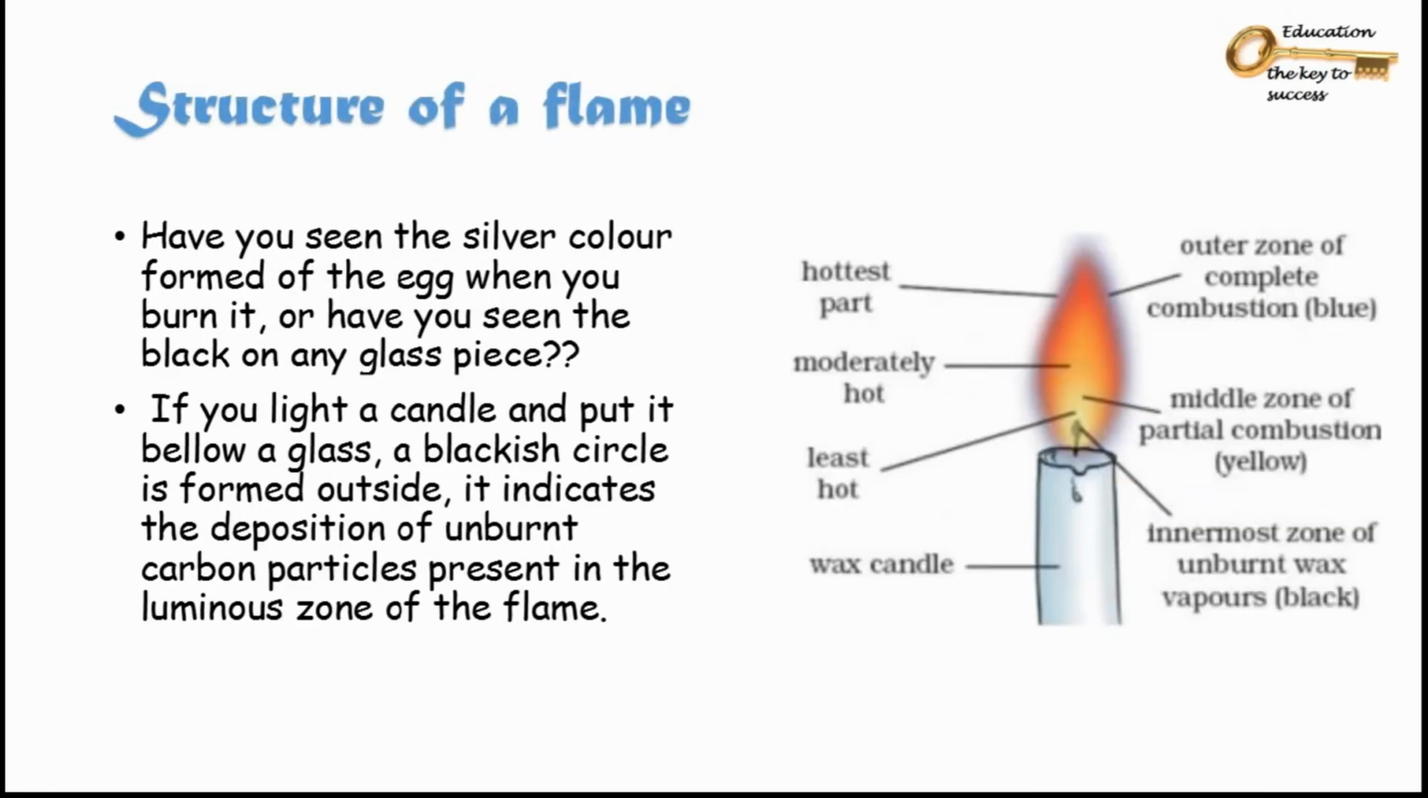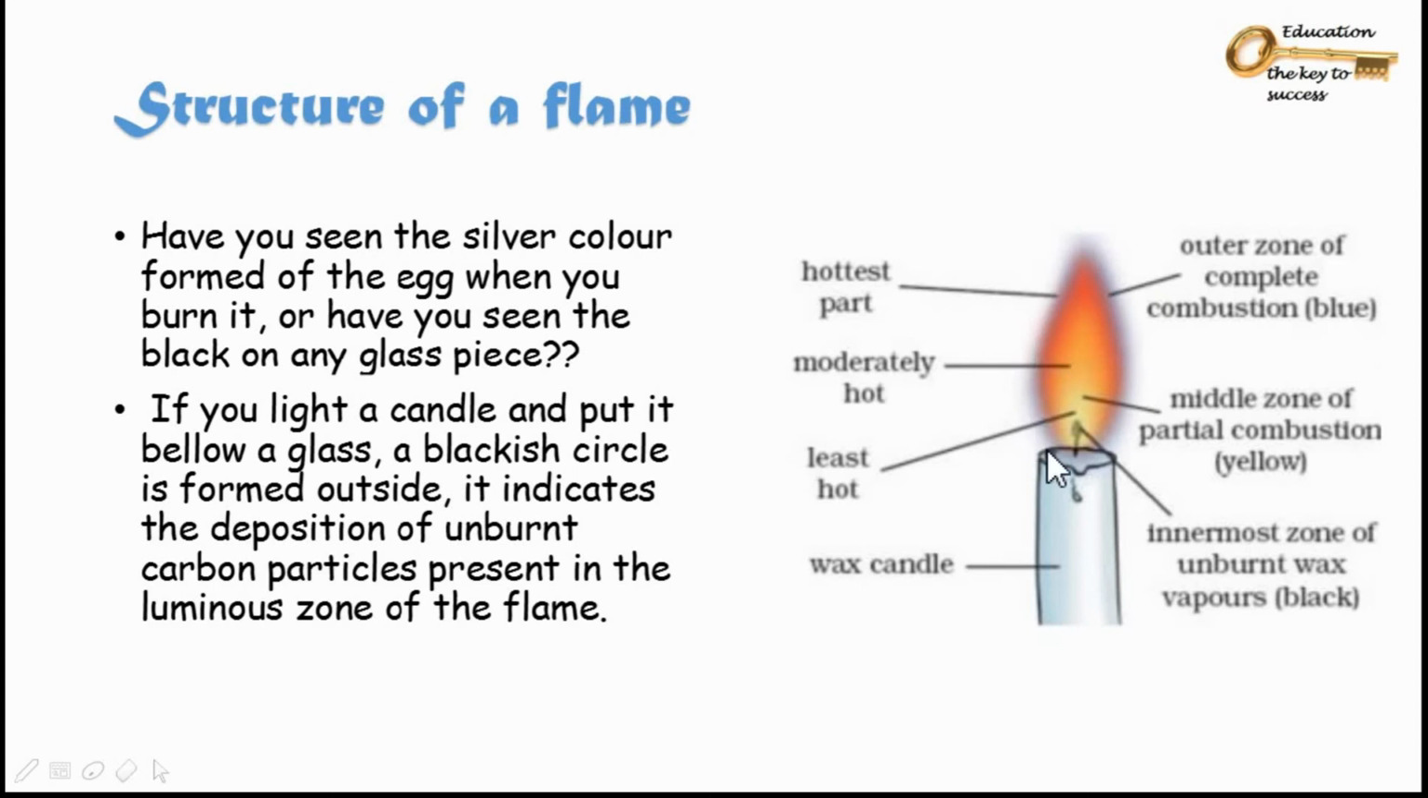Let's look at the structure of a flame. Here's a nice diagram which outlines the wax candle and its elements, especially parts of the flame: the one that is the least hot, the moderately hot one, and the hottest part. Obviously, you see a small light blue colored halo around the flame, which tells you that there is complete combustion. Greater the blue color, greater the combustion.